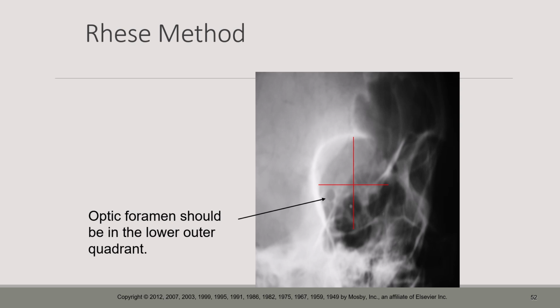And this is what a Reese method would look like. Okay. You can tell you have a good Reese method because you can see down the optic nerve or the optic foramen where the optic nerve passes through, and that's going to be in the lower outer quadrant of the orbital border. So you'll see the orbital border that is facing the image receptor is on full display. The other one is turned away, and you can partially see the lateral orbital rim in profile if the collimation is opened to that much.